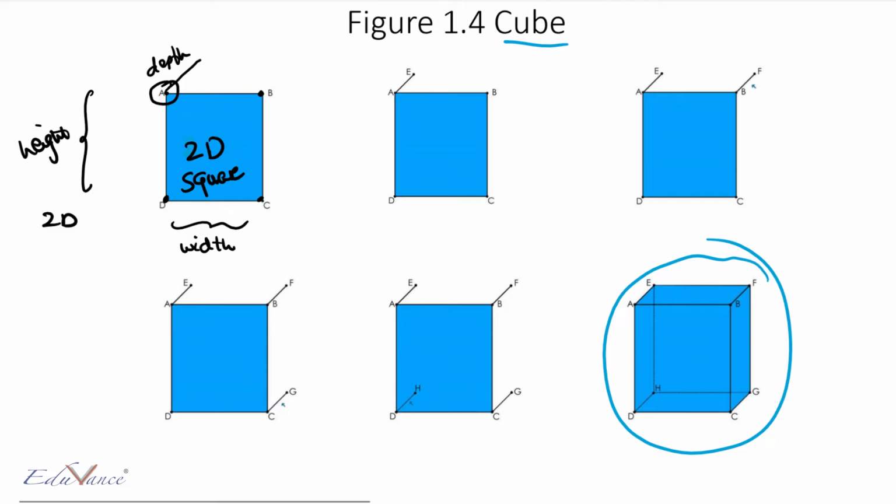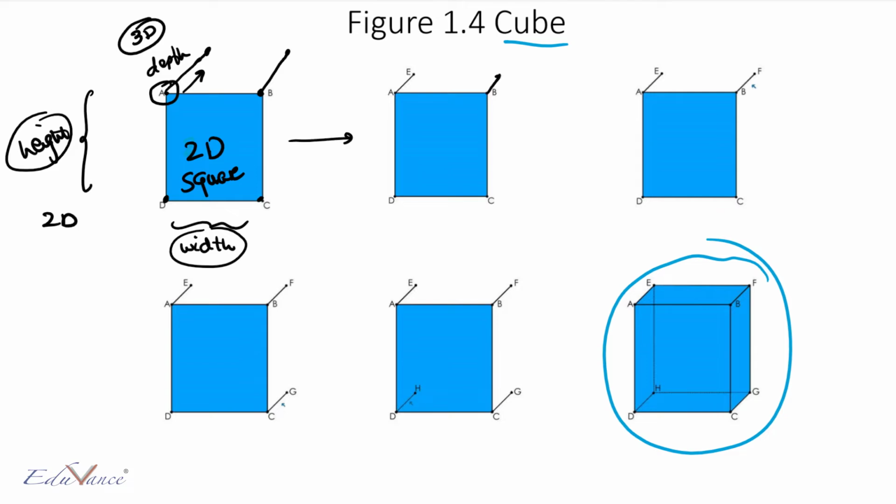If you remember, for a three-dimensional image, I need 3 dimensions. First is height, second is width, and the third is my depth. So I take my point A and I extend it by my depth. Similarly, I take my point B and I extend it. And I mark these new points as E and F.